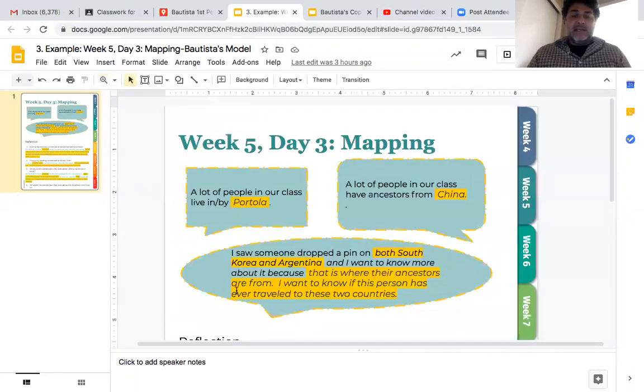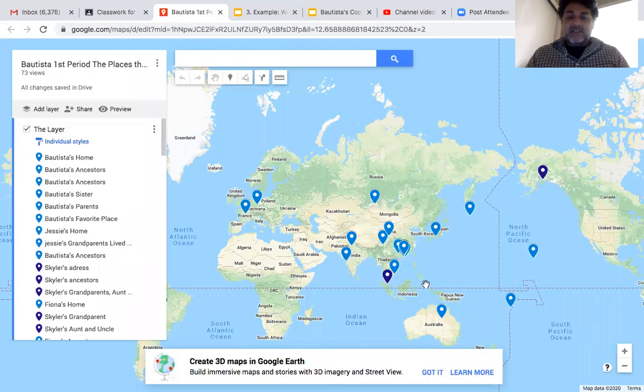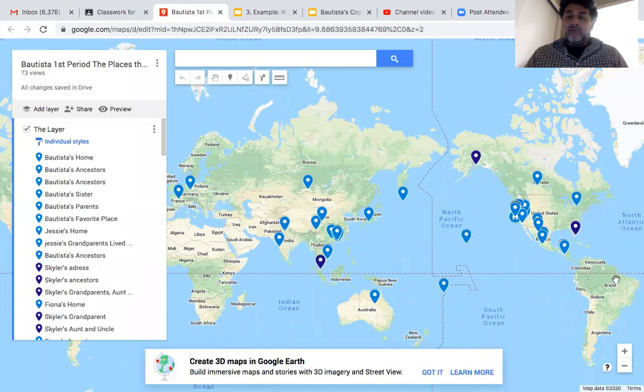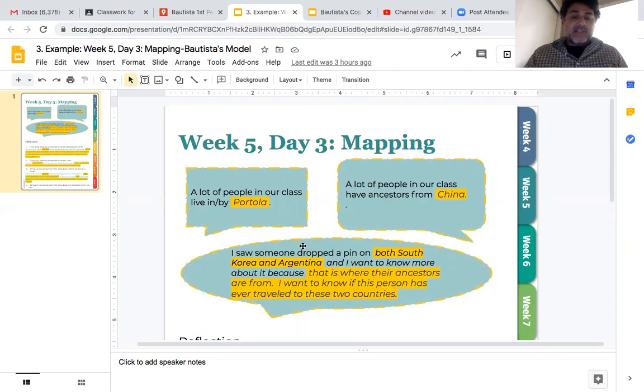I'm going to zoom out a bit. Now, this next part, I saw someone drop a pin on, and I want to know more about it because I studied the map and I noticed that someone's family is from South Korea and also from Argentina. I saw someone drop a pin on both South Korea and Argentina. And I want to know more about it because that is where their ancestors are from. I want to know if this person has ever traveled to these two countries.